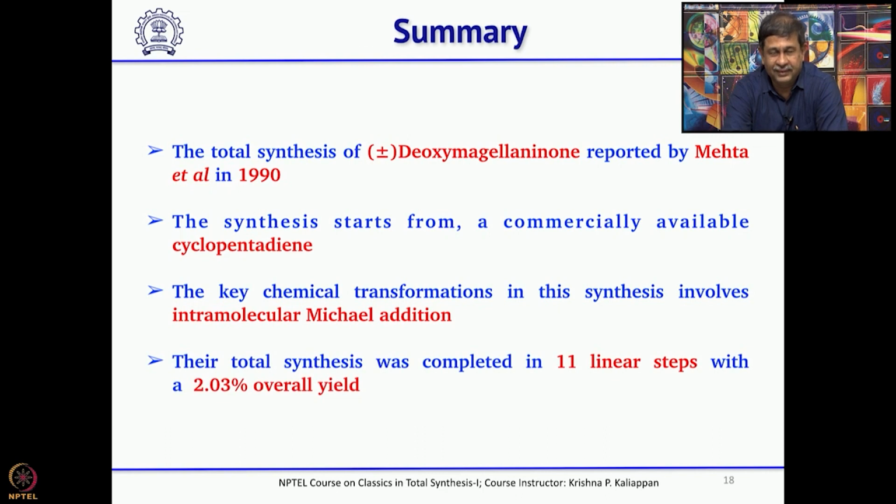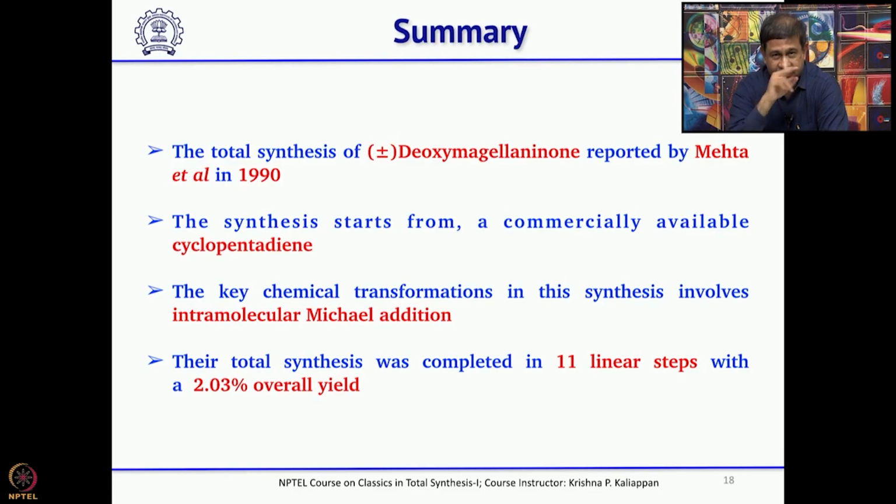Overall, it took 11 longest linear steps, and the yield was a little lower, but considering the complexity of the molecule, 2% overall yield is really good, and this way he could successfully extend the methodology developed in his laboratory not only to triquinane but also to other natural products having a diquinane as a substructure. Okay. The 2 natural products which we discussed, reported by Mehta's group, are racemic.